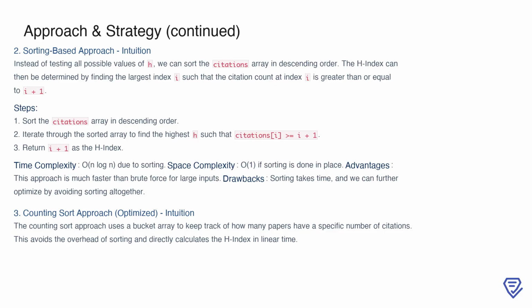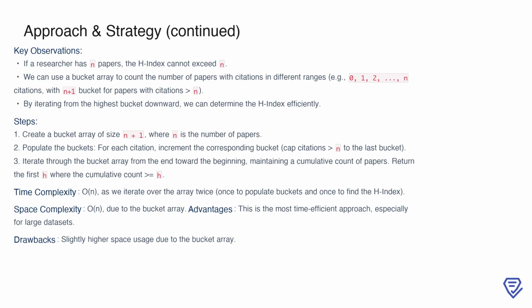The sorting step introduces a time complexity of O(n log n), which makes this approach faster than brute force for larger inputs. It also avoids using extra space if sorting is done in place. However, sorting itself can be avoided altogether, leading us to consider an even more optimized approach. The counting sort approach offers an optimized way to solve the problem with linear time complexity.